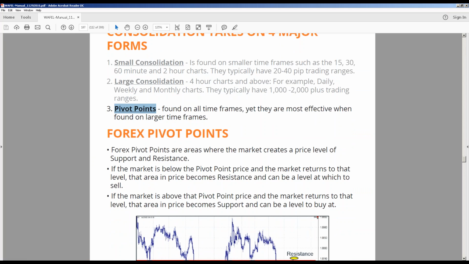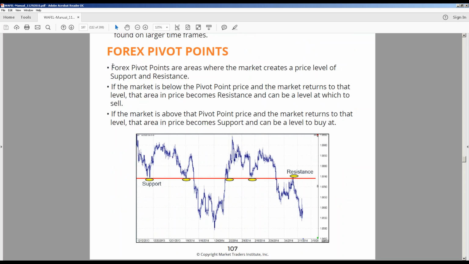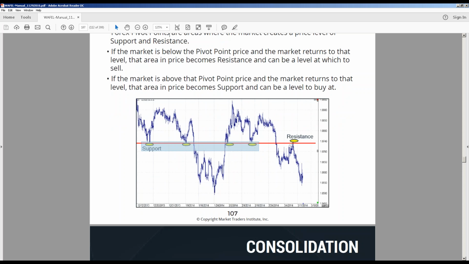Now we get to pivot points. Pivot points are found on all time frames, yet they are most effective when found on larger time frames. Forex pivot points are areas where the market creates a price level of support and resistance. If the market is below the pivot point price and the market returns to that level, that area in price becomes resistance and can be a level at which to sell. If the market is above that pivot point price and the market returns to that level, that area in price becomes support and may be a level to buy at. So there's your pivot. Right, if the market is above it, it will find support, and if the market is below it, it will find resistance.